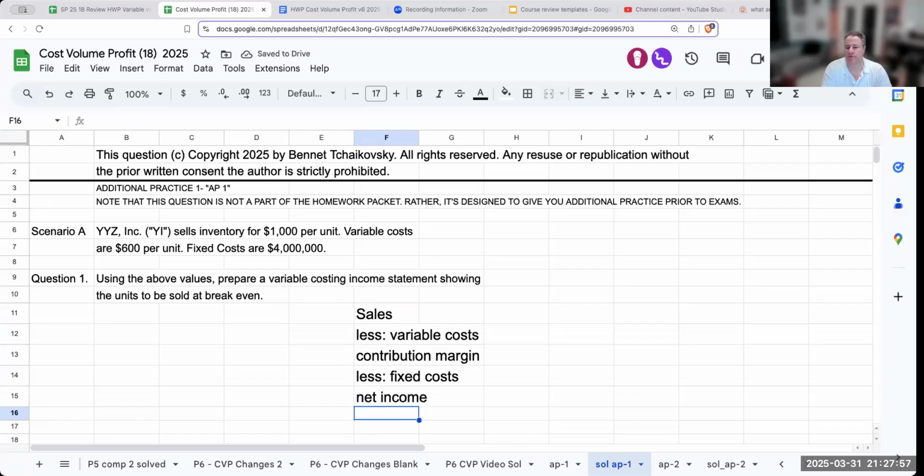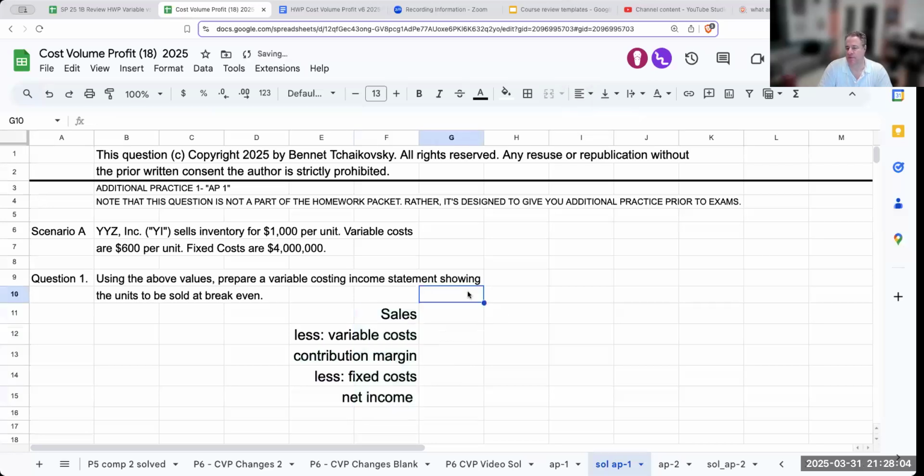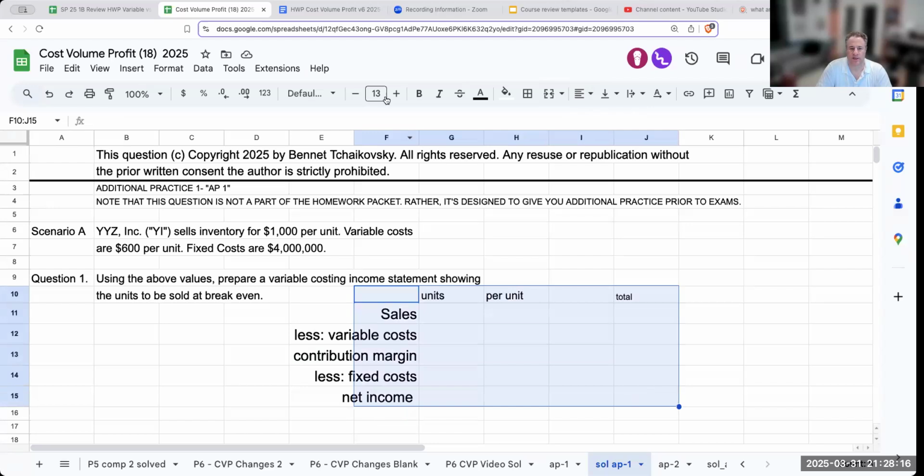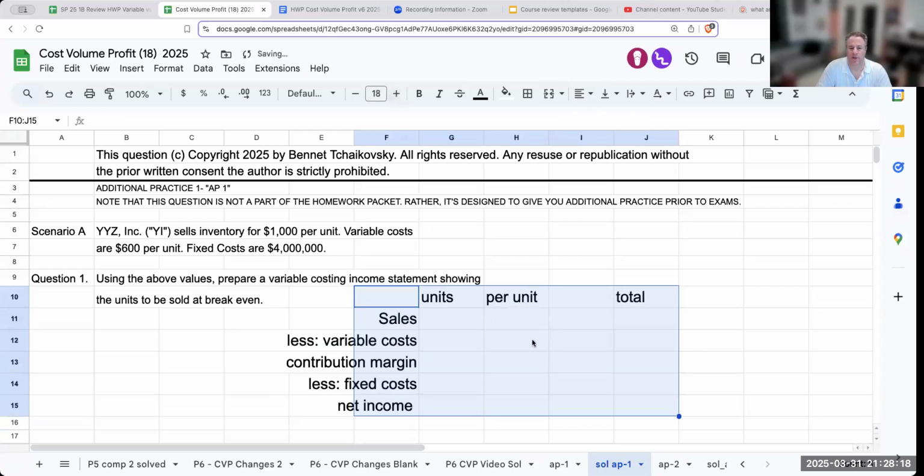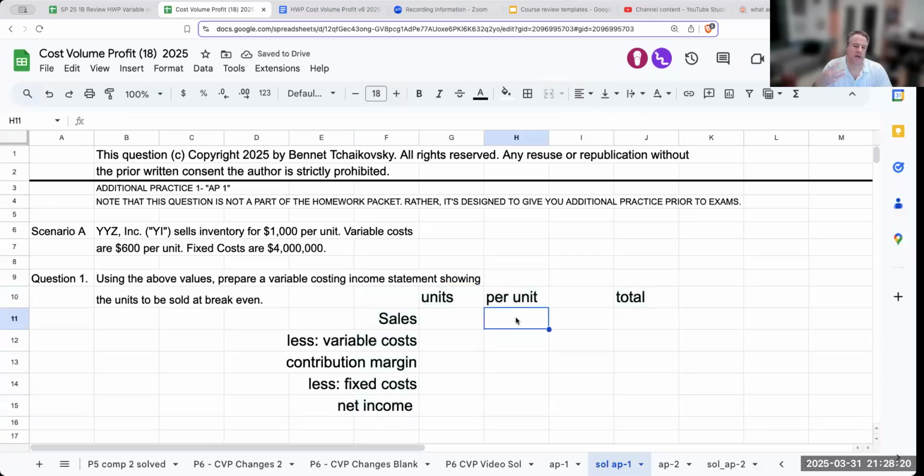So let's take a look at our first scenario. We also want to add in some different parts. We're going to have units, per unit, and then total. The way that I personally like to approach these questions is to put in the values that are given to me and then see if I can figure out the rest of the different parts.